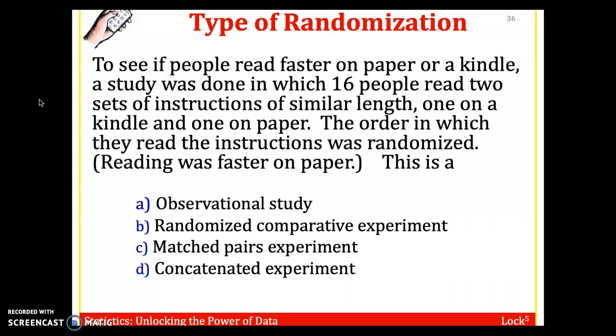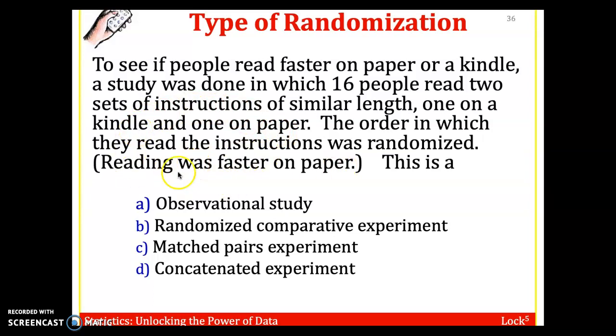Okay, so let's do an experiment to see whether people read faster on paper or a Kindle device. So a study was done in which 16 people read 2 sets of instructions of similar length, one on Kindle and one on paper, but the order in which they read the instructions was randomized. So the way I think about it, all 16 people read instructions on a Kindle and instructions on paper, but half of those people read the Kindle first, then the paper, and 8 of the people read instructions on the paper first, then the Kindle.